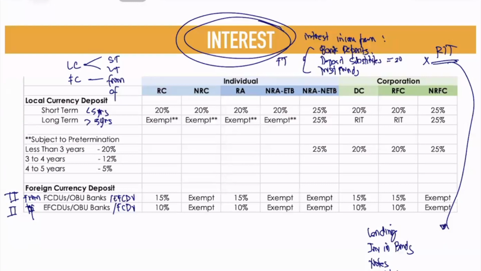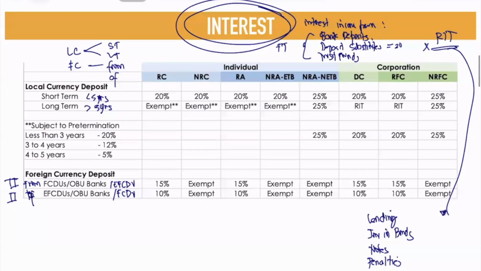So interest income as a form of penalty is also subject to RIT. Aside from that, the most important thing: if that is interest income on bank deposit, deposit substitute, or trust funds from foreign sources, RIT. Tandaan yan, pag foreign source siya, RIT, pero pag ang interest income mo from local sources of bank deposit, deposit substitute, and trust funds, final tax.